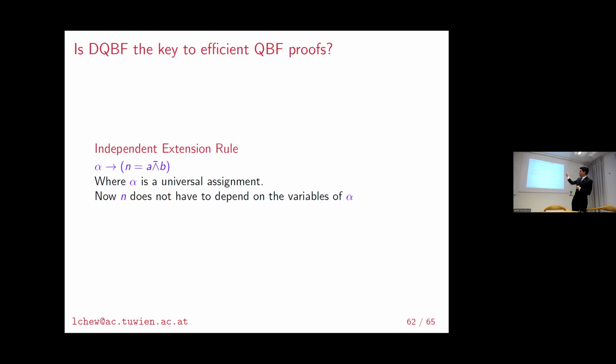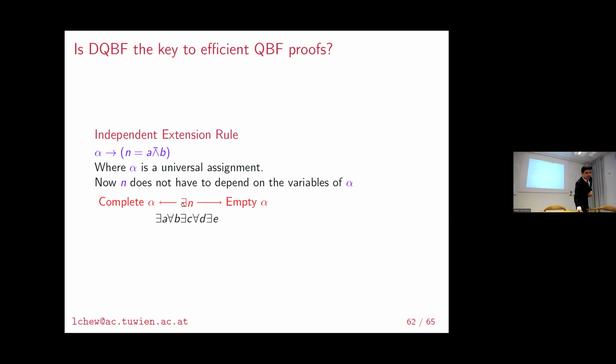And this is now the new extension rule, where we say we've got some new variable n that equals some function, like an AND, but we say only when some universal assignment alpha is true. Now, on the face of it this may seem weaker, because n now only has some meaning under this particular universal assignment. But the advantage is that n does not have to depend on the variables of alpha. So before, we had to put n after a and b, but if alpha contains a and b, you can actually put n even before them, right at the beginning.